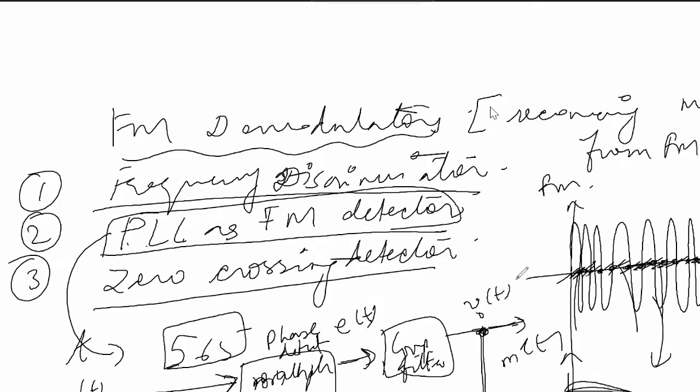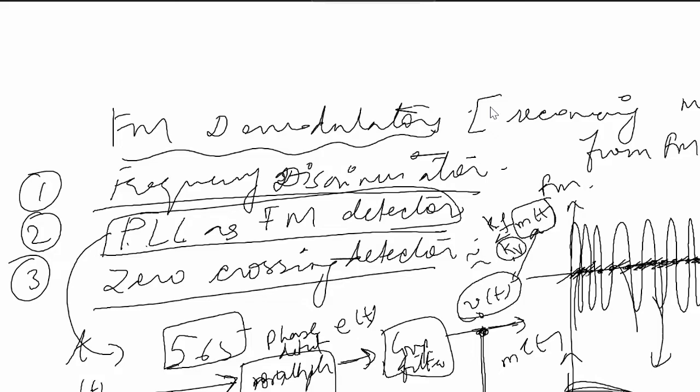So basically V0 of t from the PLL is nothing but, after you do the derivation, the equation comes out to be Kf by Kv into m(t). So the output V0(t) from this PLL IC is proportional to the message signal with a scaling factor of Kf by Kv. Kf is the frequency sensitivity of FM and Kv is the frequency sensitivity of the VCO.